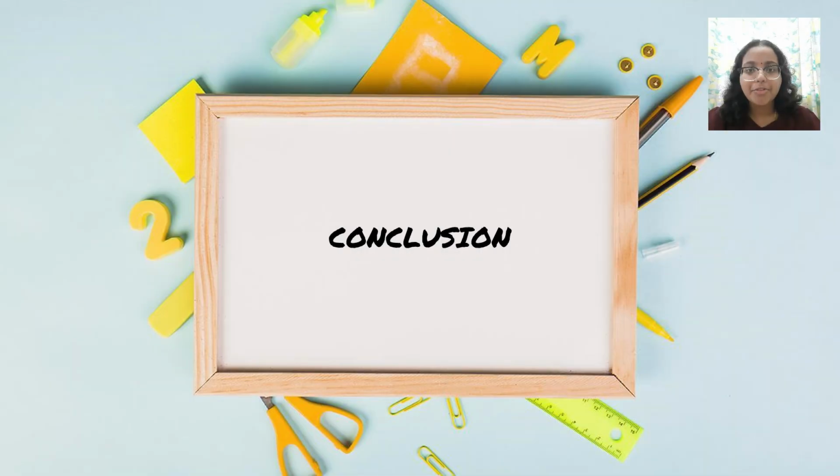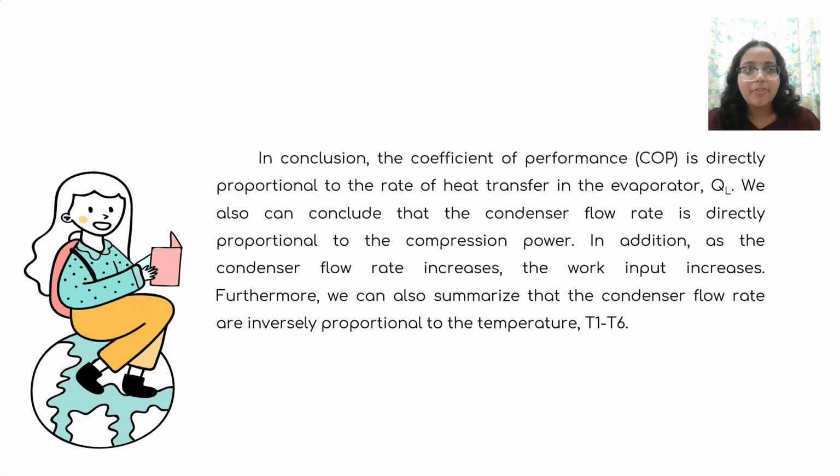Now we move on to the conclusion. The coefficient of performance COP is directly proportional to the rate of heat transfer in the evaporator QL. We can also conclude that the condenser flow rate is directly proportional to the compressor power. In addition, as the condenser flow rate increases, the work input increases. Furthermore, we can also summarize that the condenser flow rate is inversely proportional to the temperature T1 to T6.